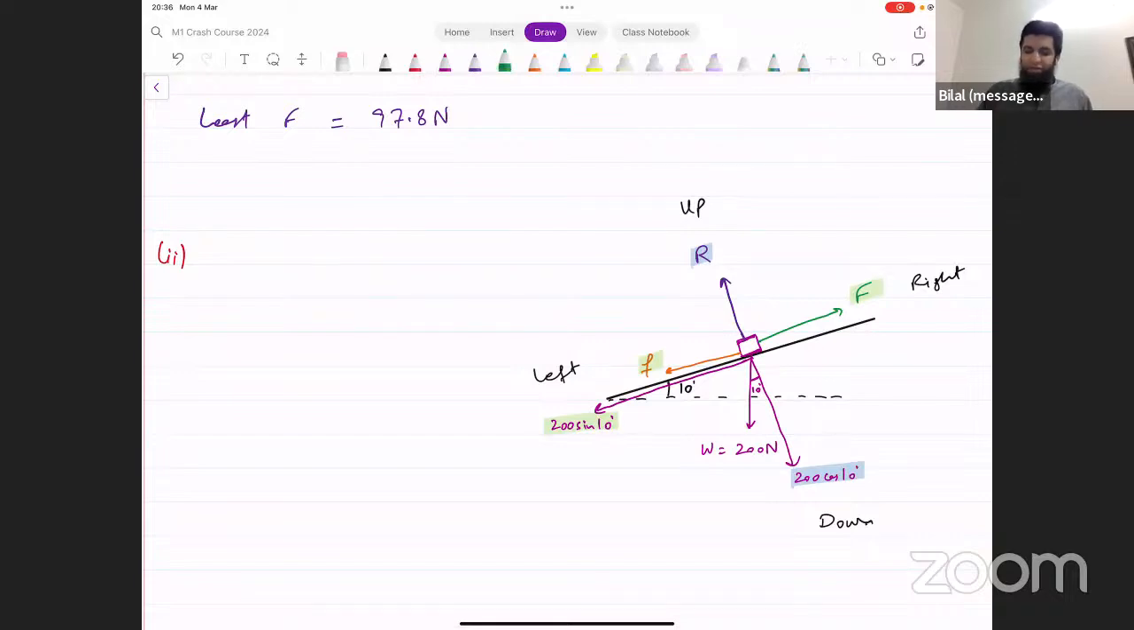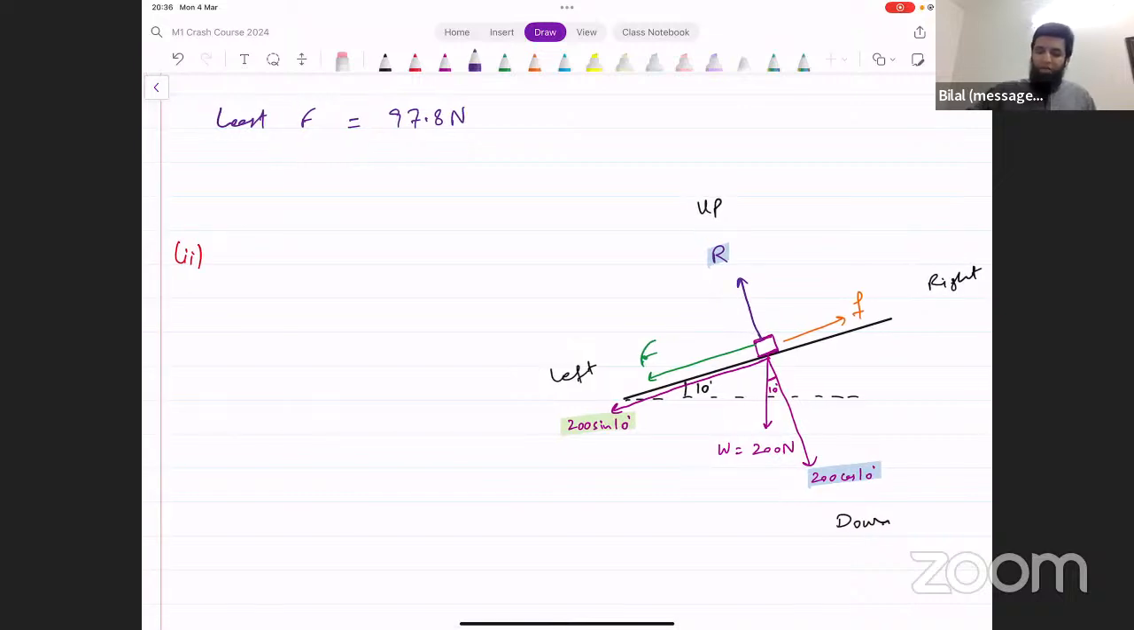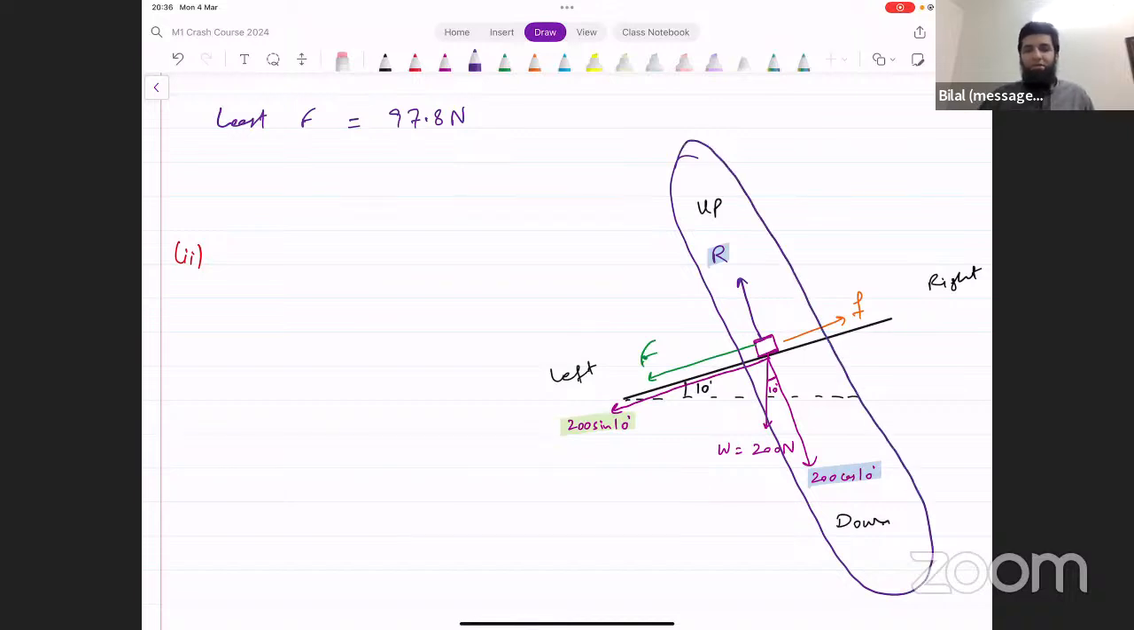Now, reaction is still in this direction, and weight is still in that direction. The components of weight are also going to be the same. The only thing that changes is the force F is now acting down the plane in this direction. Because of that, friction now acts in the opposite direction, because the friction will try to stop the object from moving down the plane. So that's going to act up the plane now. Nothing has changed perpendicular to the plane, everything is still the same as before, right?